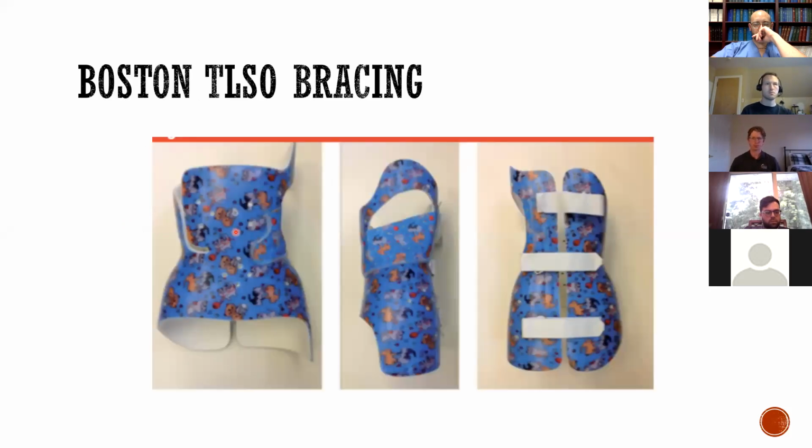There's a lot of different types of braces, okay? If you guys, Jeremy and Joe, know the major differences between these, please chime in.